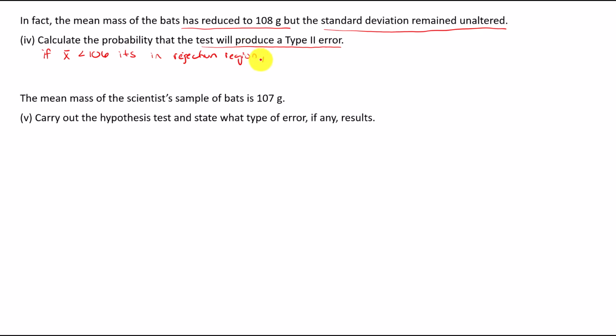If that's true, then a type 2 error occurs if the mean is greater than 106. So what we actually want to do this problem is we want to just find the probability that x in this case, we'll say the probability that the mean is greater than 106. And this goes back to what we reviewed for the normal distribution.